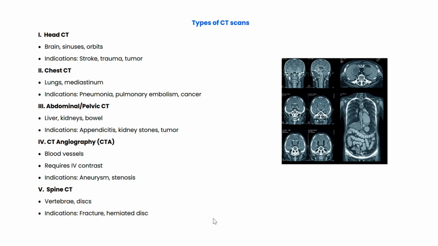An abdominal or pelvic CT examines organs like the liver, kidneys, and bowel and is useful for diagnosing appendicitis, kidney stones, and tumors. CT angiography, or CTA, focuses on blood vessels. It requires IV contrast and helps diagnose aneurysm and stenosis, meaning narrowing of vessels. Finally, a spine CT looks at the vertebrae and discs and is used for things like fractures and herniated discs.